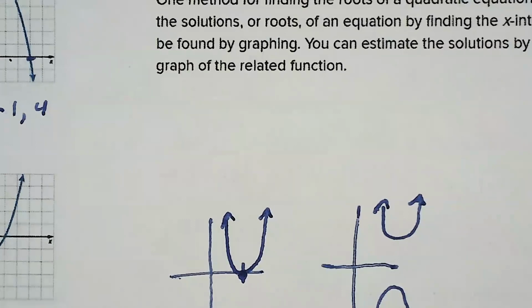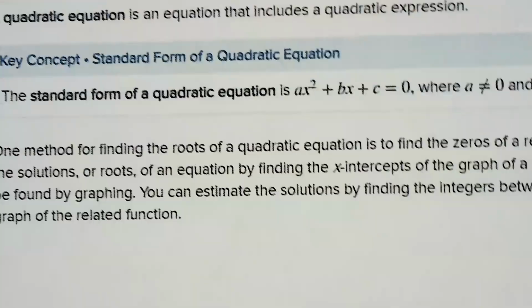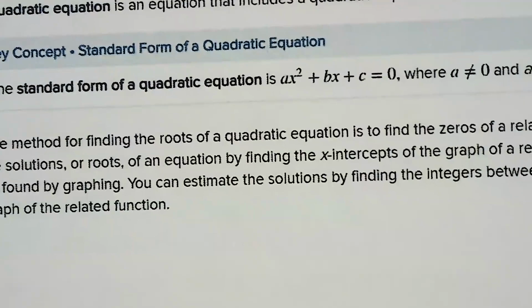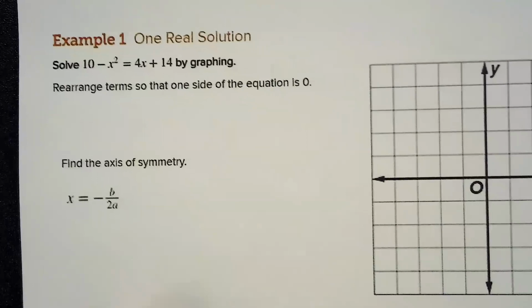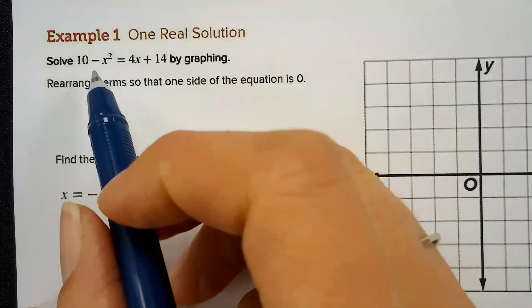Okay, so solving quadratic equations by graphing means we're looking for those x-intercepts where it crosses the x-axis. The zeros of the function. So look at this first equation. Before we can graph it to see what it would be, we have to get it all set equal to 0 and get it in the right form.